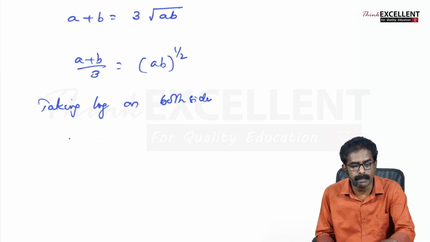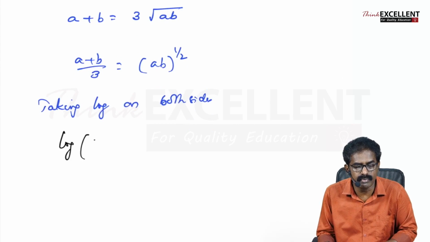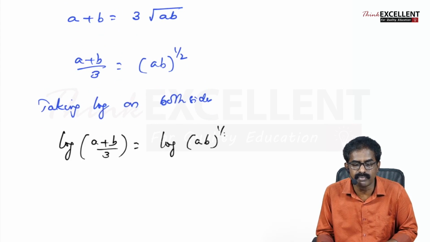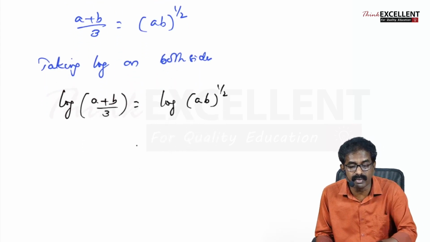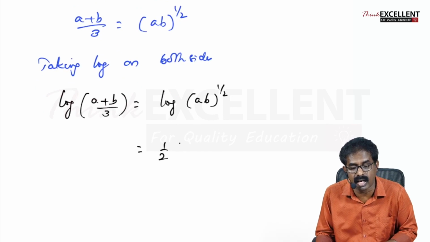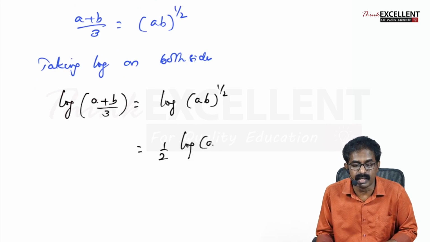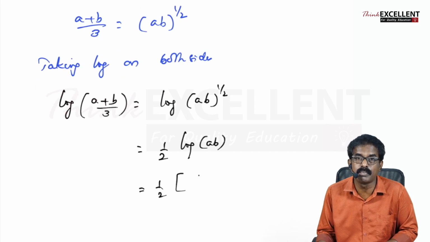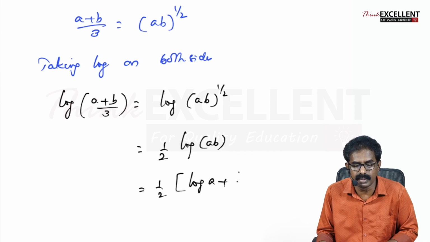Log of a plus b by 3 is equal to, you take log here, log of ab raised to half. Apply power rule, the half comes front. Half into log of ab, that is half into log of ab, can be written as log a plus log b, right?